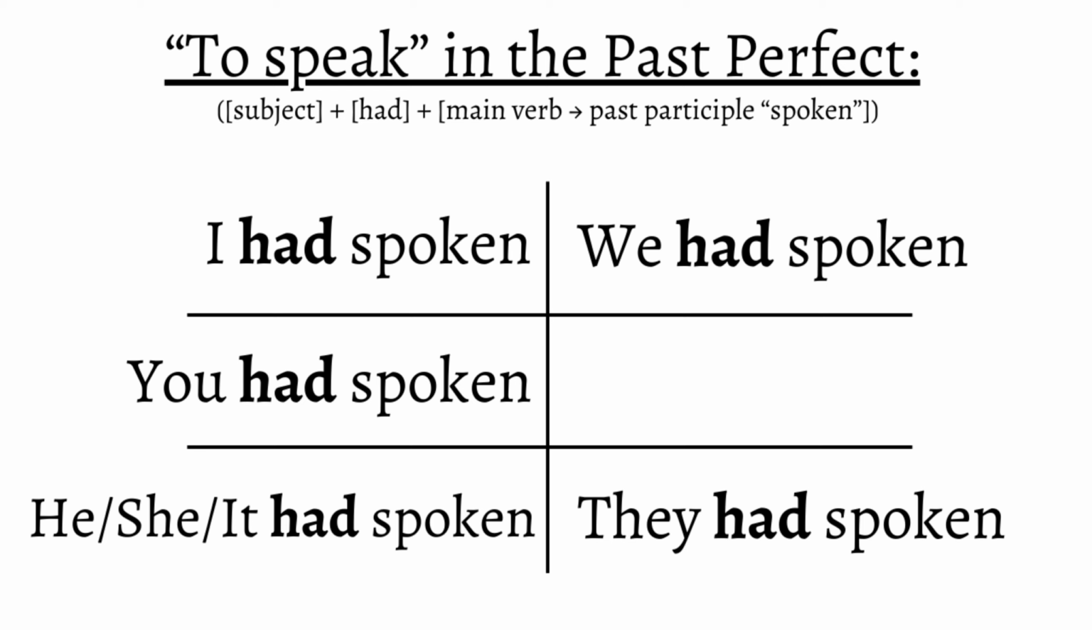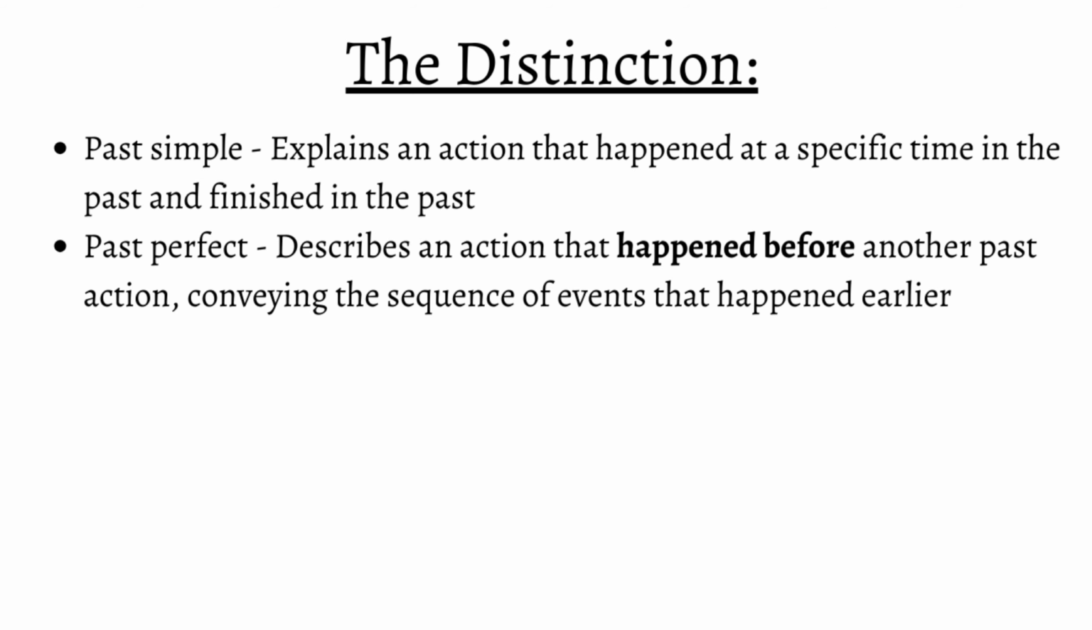This is the function of the past perfect tense, but to understand it, it's important to tell the difference between the past simple and past perfect. When talking about some point in the past and referring to an event that happened earlier, using the past perfect conveys the sequence of events more specifically. The past simple explains an action that happened at a specific time in the past and finished in the past. But the past perfect describes an action that already happened before another past action.